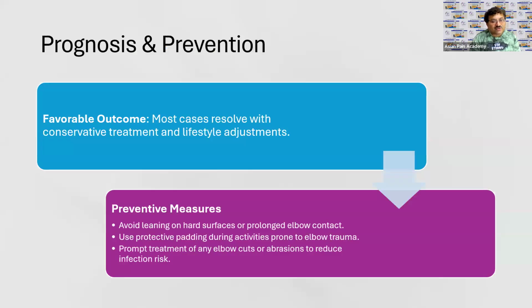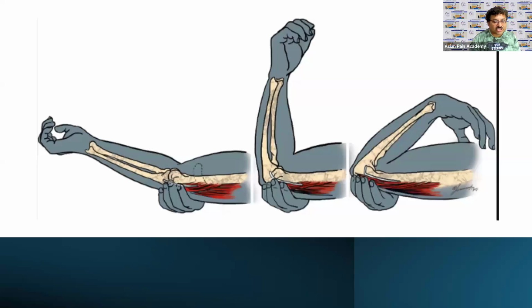Prognosis is usually favorable for most patients, with continued conservative treatment and lifestyle adjustment. Preventive measures include avoiding hard surfaces or prolonged elbow contact, using protective padding during activities prone to cause elbow trauma, and prompt treatment of any elbow cuts or abrasions to reduce infection risk.